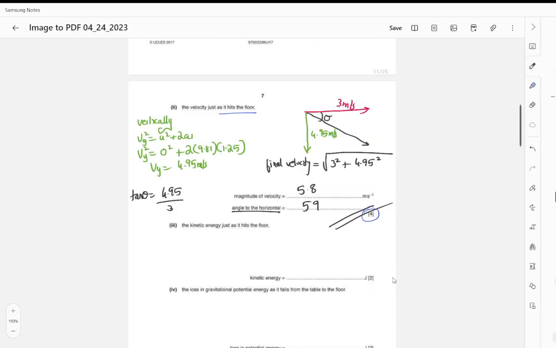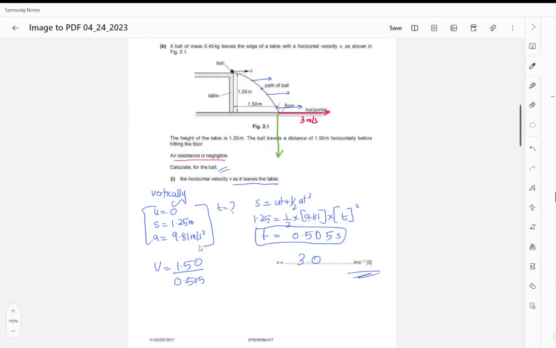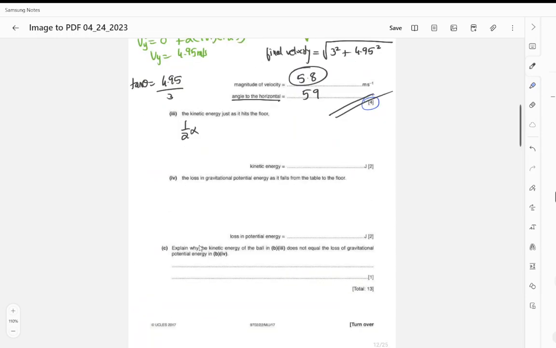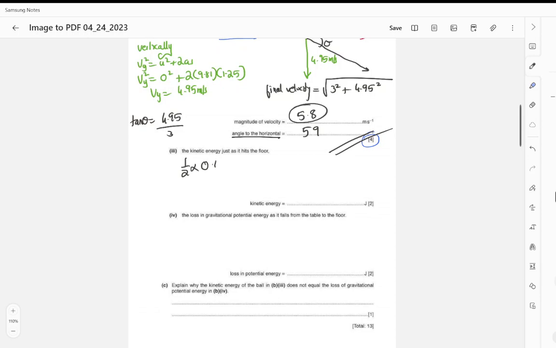The kinetic energy just as it hits the floor. We already have the final speed. So half into the mass that is given to us in the question, which is 0.45, multiplied by 5.8 whole square. So 0.5 multiplied by 0.45 multiplied by 5.8 whole square, and the kinetic energy that I'm getting is 7.569. So 7.6 joules.